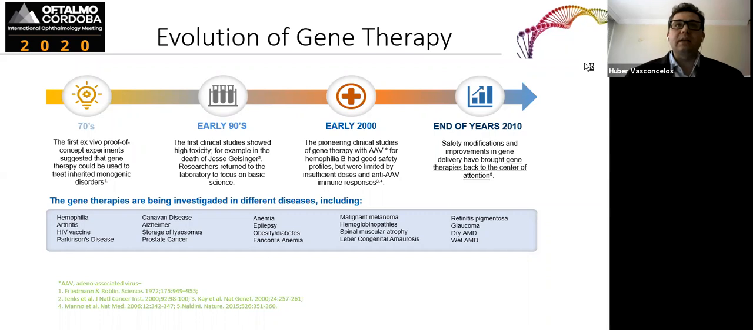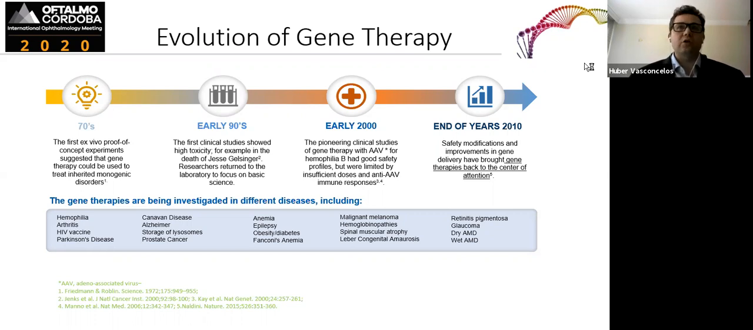And how was the evolution of gene therapy? Since the DNA model was described by James Watson and Francis Crick in 1950, gene therapy started to be some kind of reality. In the 60s, we had some kind of proof of concept about a possible genetic transformation by exogenous factors. And the first ex vivo proof of concept experiments were done in the 70s. And then in the early 90s, it came into clinical trials already in humans.